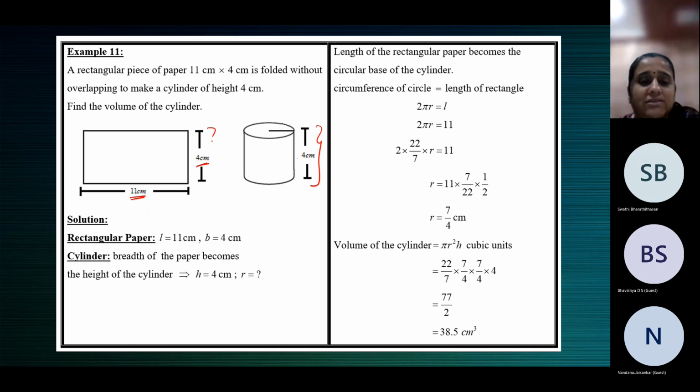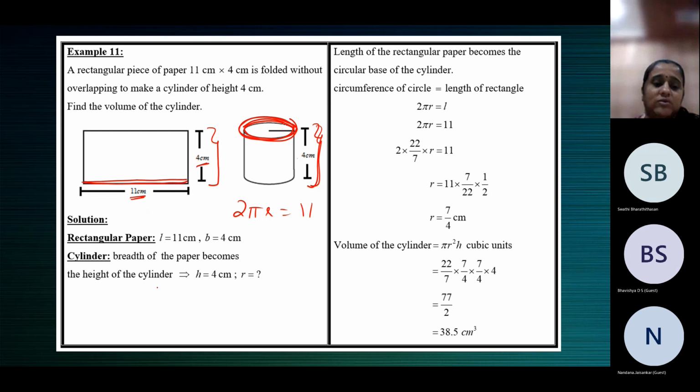We know that the breadth of the rectangular paper becomes the height of the cylinder. Then what about the length of the paper? That has become the circular base of the cylinder. 11 centimeters has now become the circular base of the cylinder, which means 2 pi r is equal to 11. The length of the circle is 11, which means 2 pi r is equal to 11.